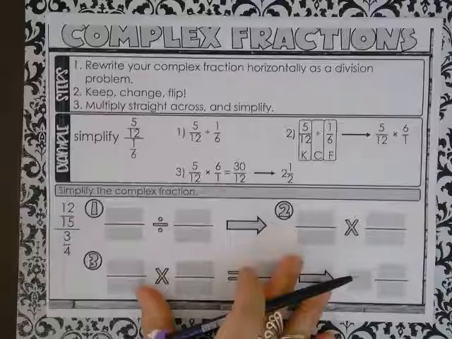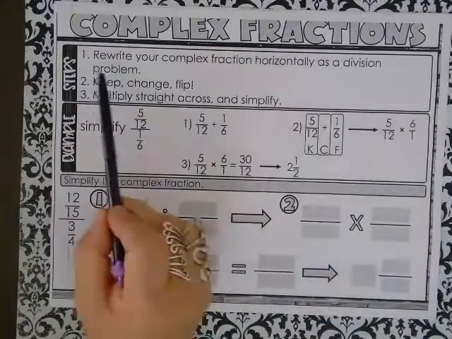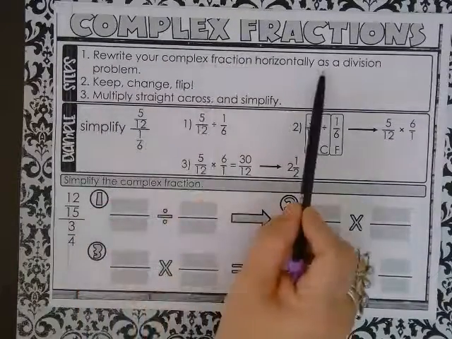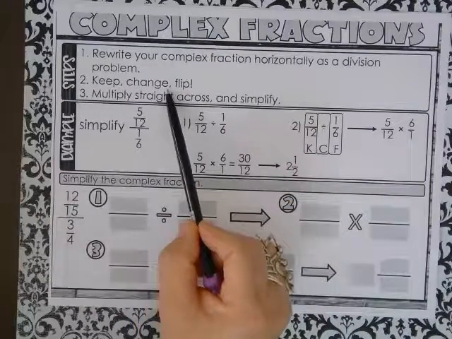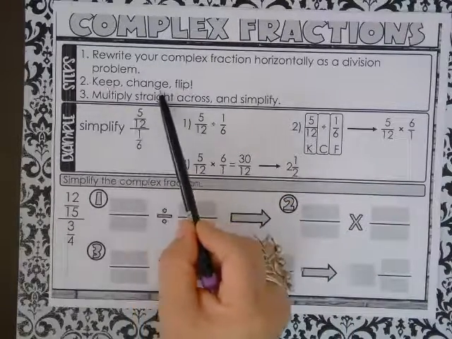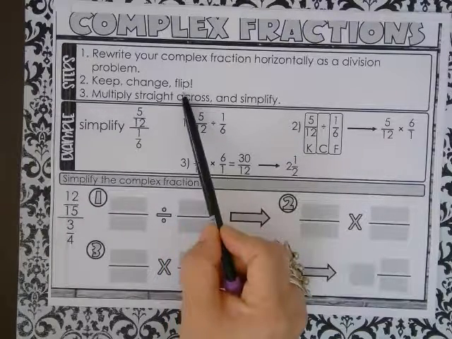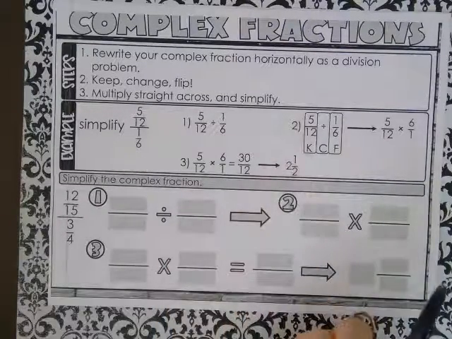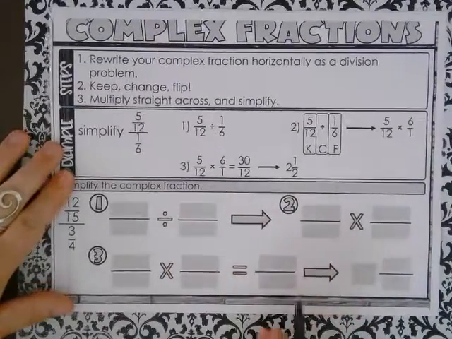All right, so now we have another one. Again, remembering the steps, rewrite your complex fraction horizontally as a division problem, then change to multiplication: keep the first, change to multiplication, and flip it so that you've got its reciprocal. And then multiply straight across, simplify. You can either cross cancel first, or you can save it for later. So I'm going to show you both ways again.